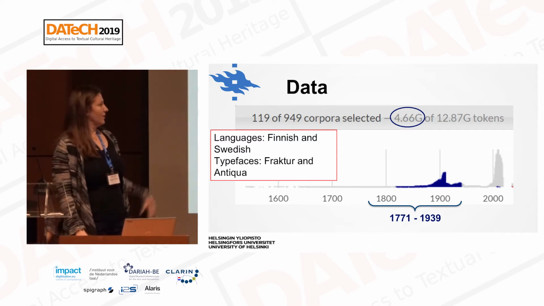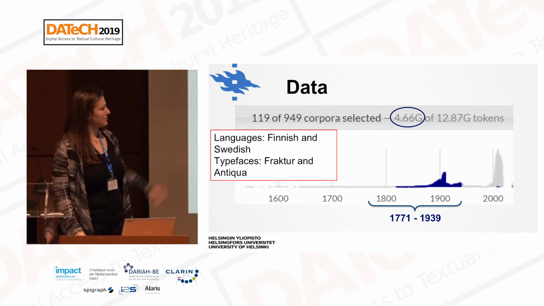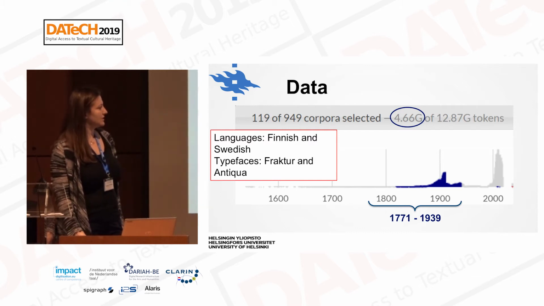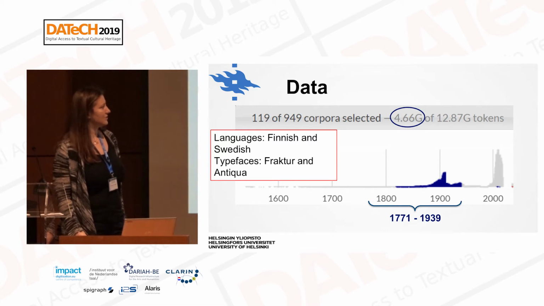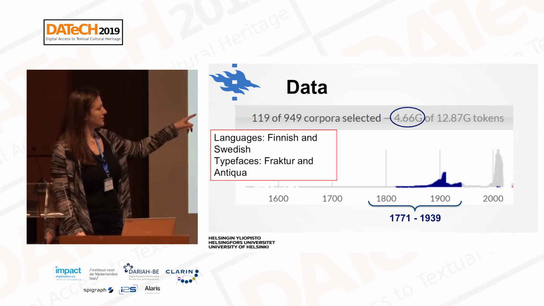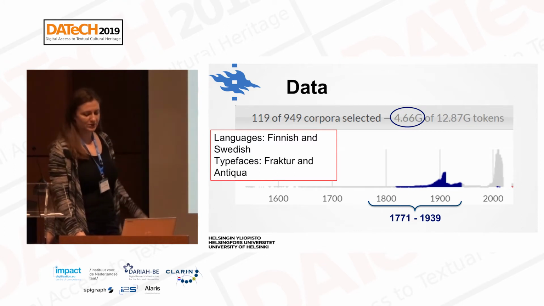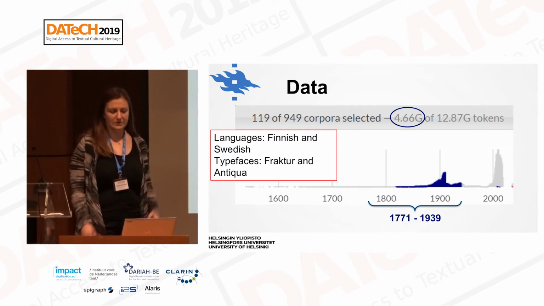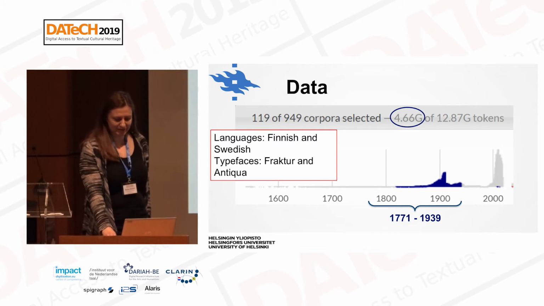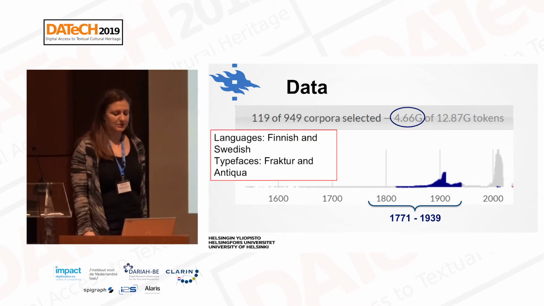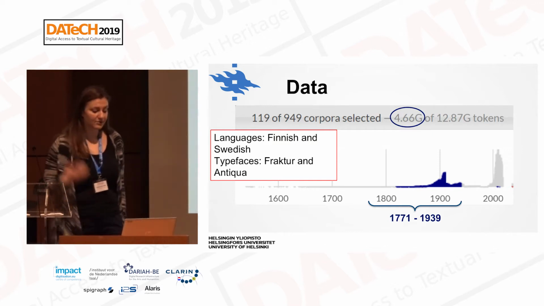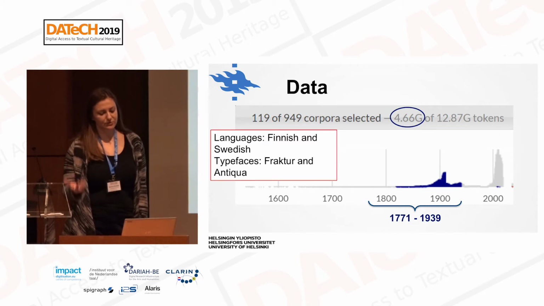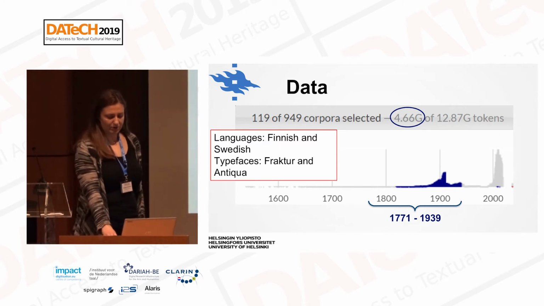On this graph, you can see the data from 1820 till 1939 in blue. That's 4.6 billion tokens. We use all of that, and we also have some additional data from 70–71. So it's around 5 billion tokens that we need to process. It's quite a big amount of data. And the problem is that the texts are printed mostly in two languages, Finnish and Swedish, and of course there are other languages occasionally. And there are two typefaces, Fraktur and Antiqua, all around.